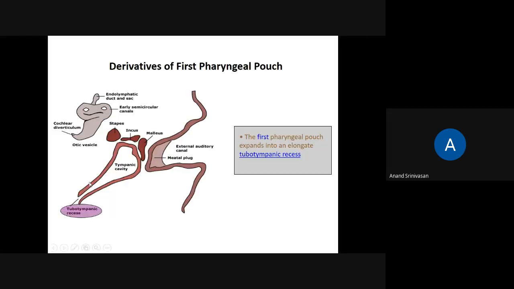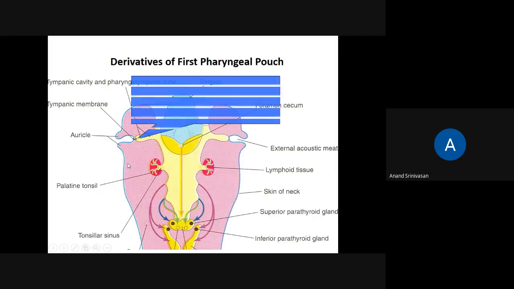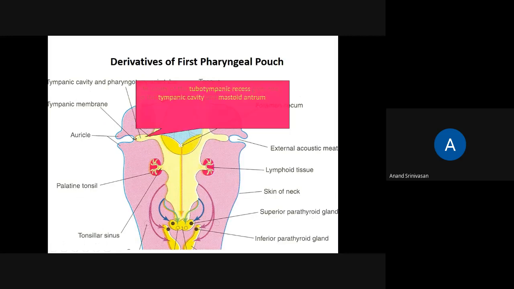The first pharyngeal pouch leads on to the tympanic cavity or the auditory tube. You know the pharyngotympanic tube or the auditory tube, and then the middle ear. That's regarding the tubotympanic recess, the middle ear. So it gives rise to the middle ear as well as the auditory tube.